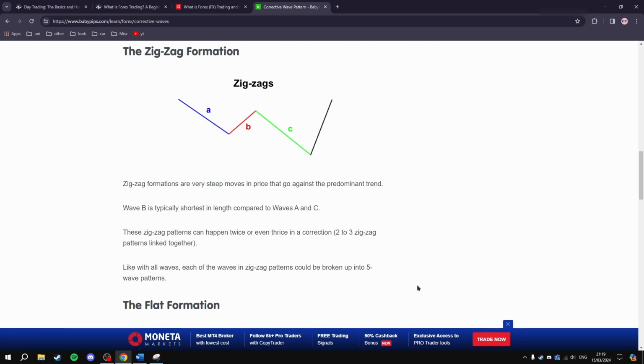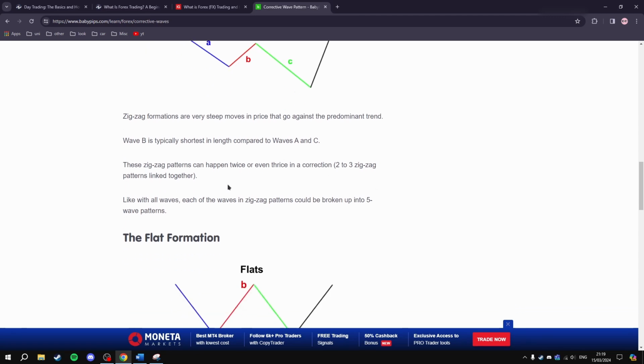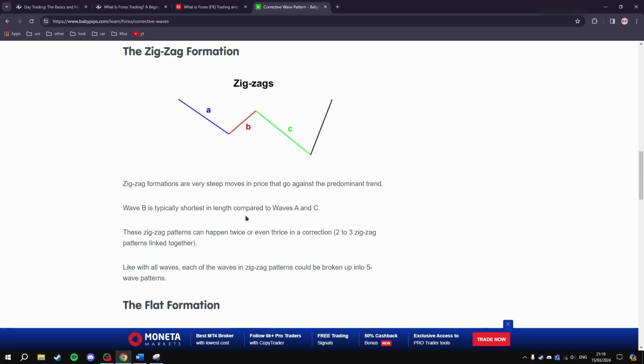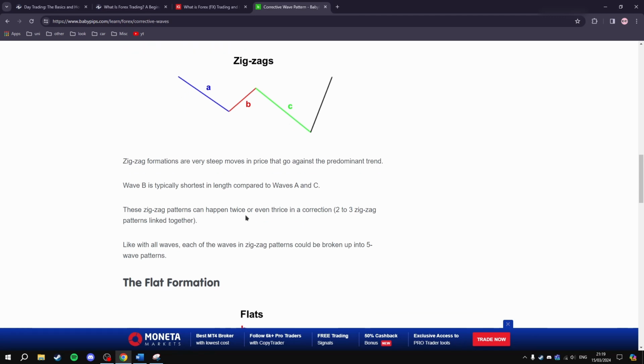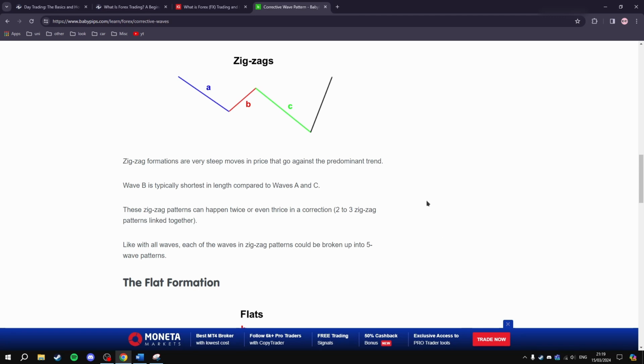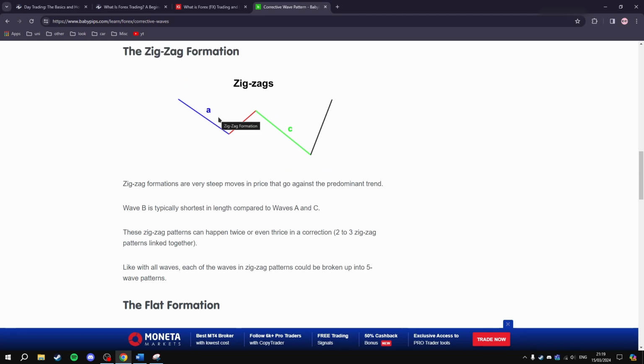Like with all waves, each of the waves in zigzag patterns can be broken up into 5 wave patterns. What? How can it be broken up into 5 when there's only 3 lines? Okay.